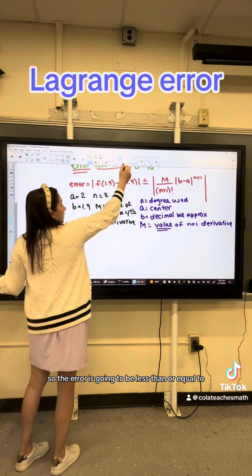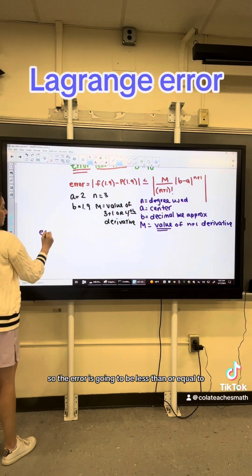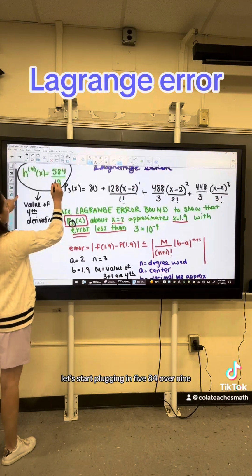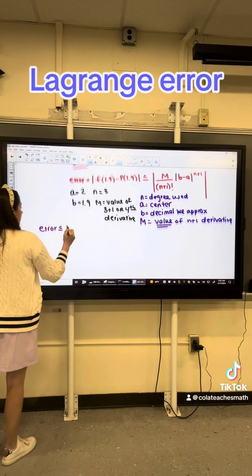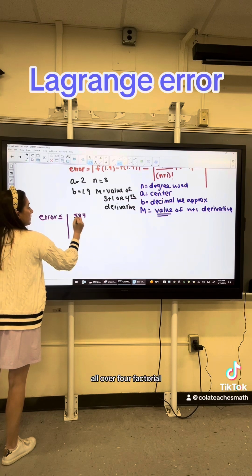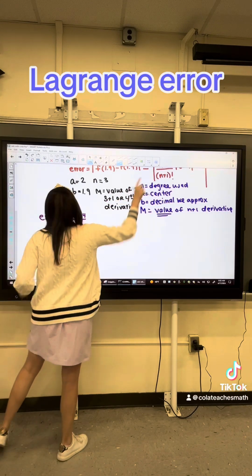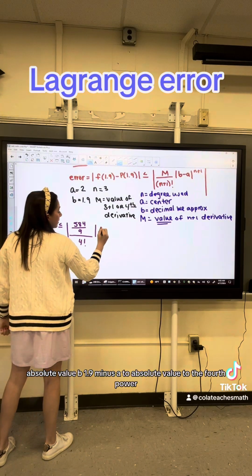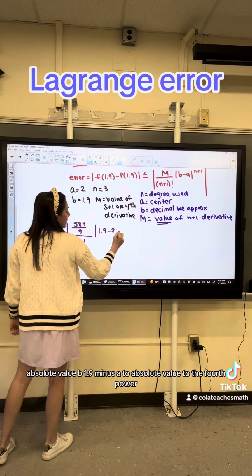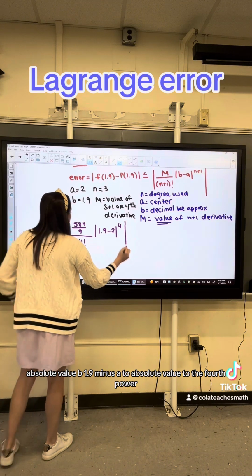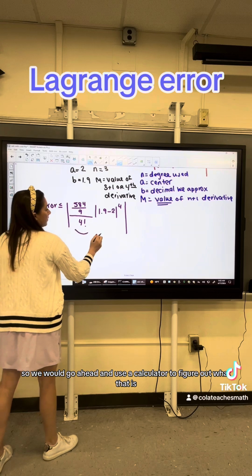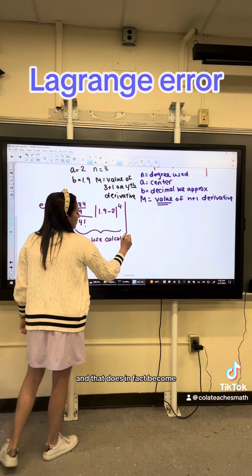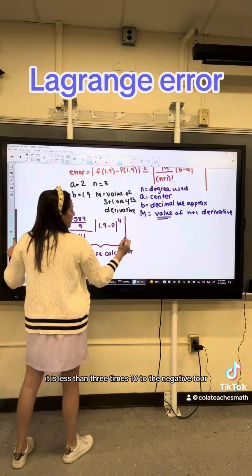So the error is going to be less than or equal to, let's start plugging in, 584 over 9 all over 4 factorial, absolute value b 1.9 minus a 2, absolute value, to the fourth power. So we would go ahead and use a calculator to figure out what that is, and that does in fact come out less than 3 times 10 to the negative 4.